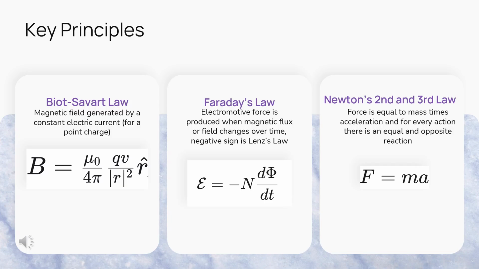Now for the key principles of physics for this lab. The Biot-Savart law gives the magnetic field generated by a constant electric current, specifically for a point charge. Faraday's law says electromotive force is produced when magnetic flux or field changes over time, and the negative sign is Lenz's law. Newton's second and third laws: force is equal to mass times acceleration, and for every action, there is an equal and opposite reaction.